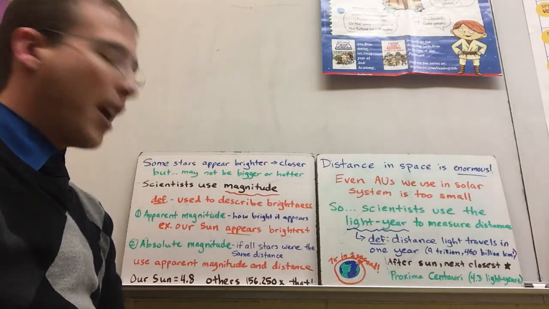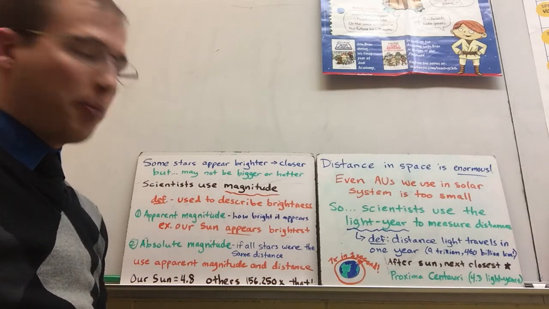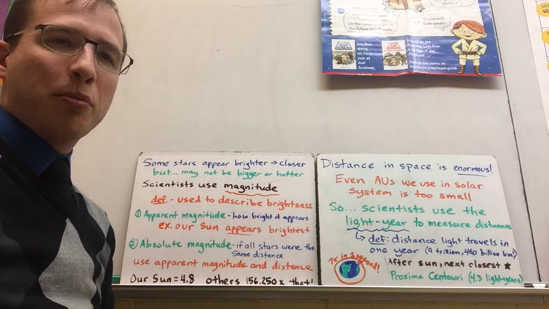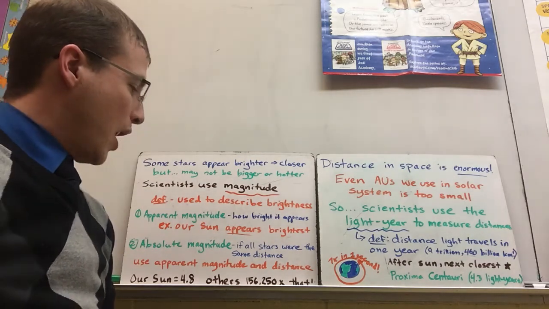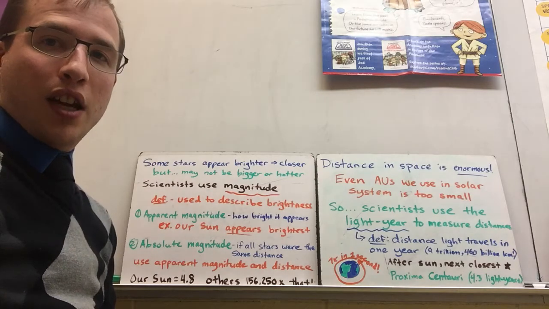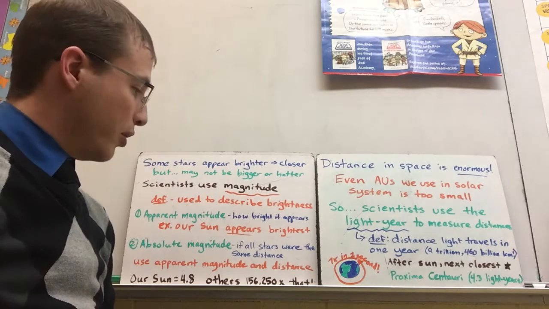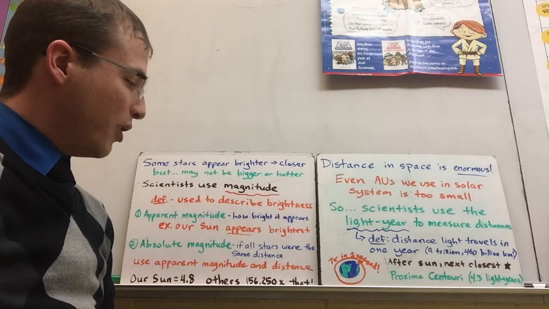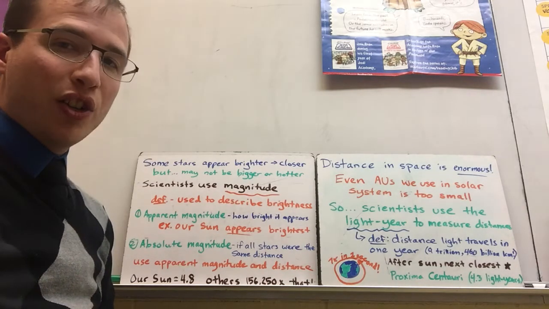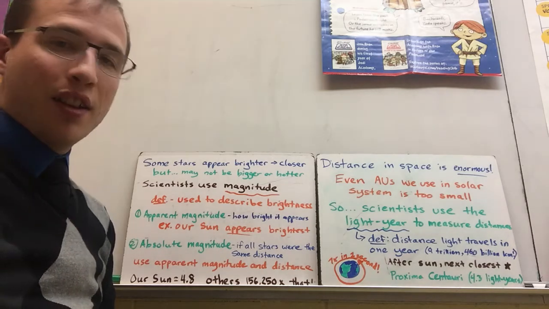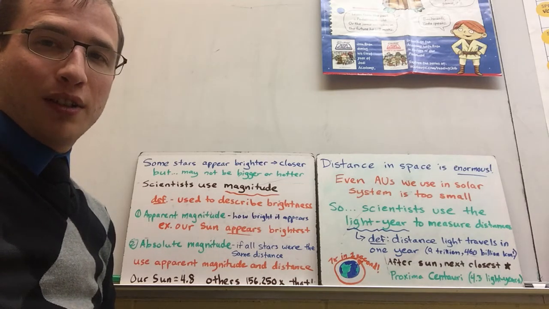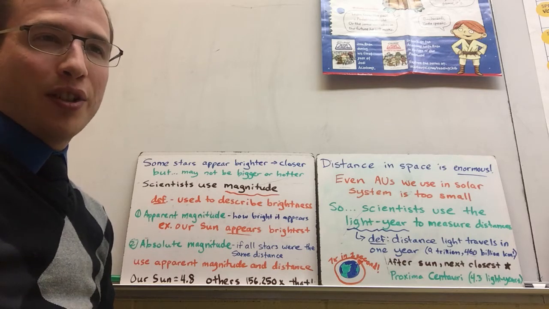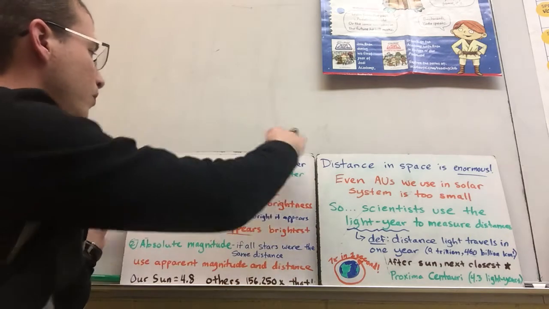So for example, our sun has an absolute magnitude of 4.8. So in terms of absolute magnitude, it's not that high. Others in the nighttime sky, including our solar system, including our universe, are 156,250 times that absolute magnitude. Okay, so there are some really bright stars out there, and our sun is just not one of them.